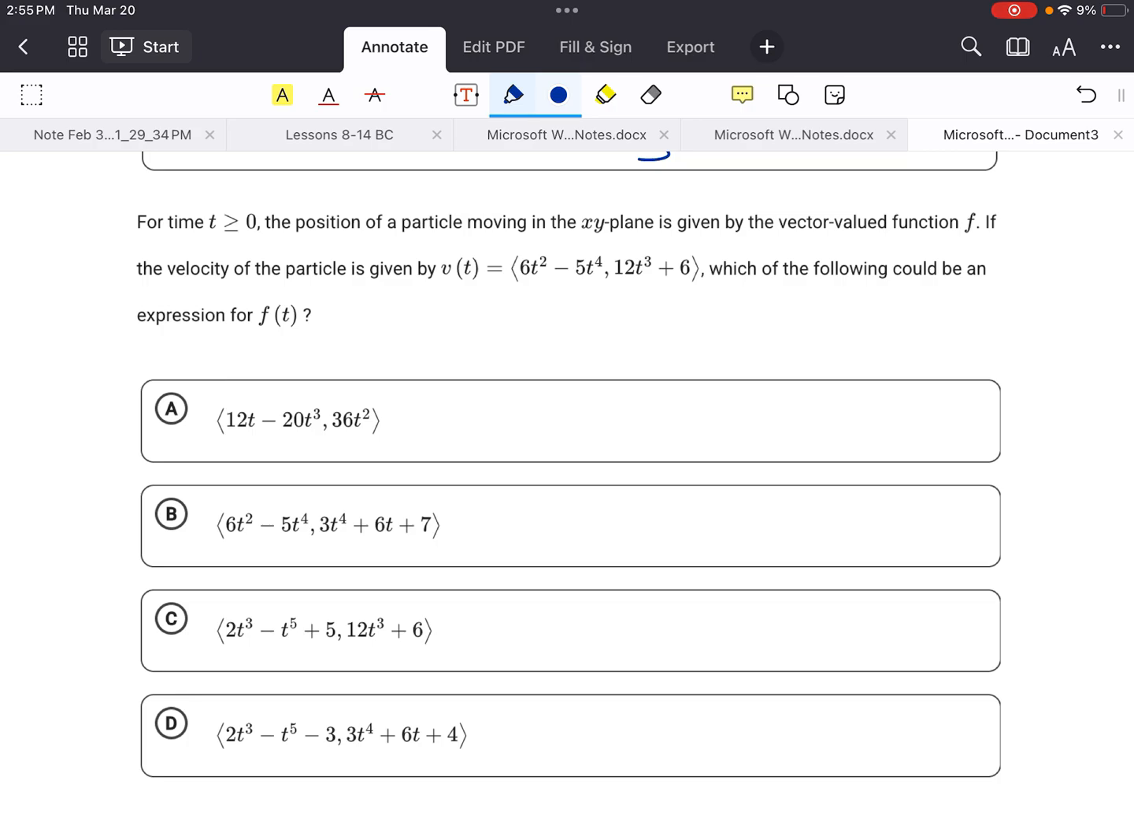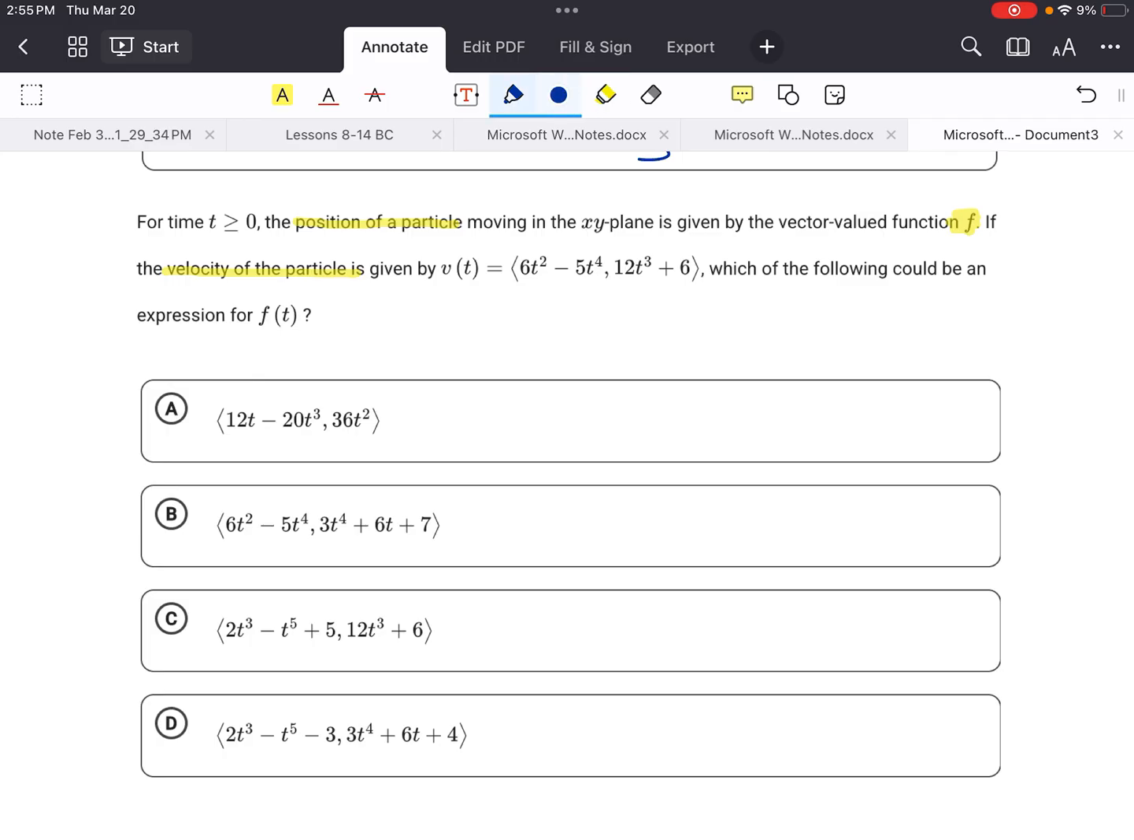So which of the following is an expression for f of t? On this one, they're using vector form, but it's not really about that. They want to know, so the position is the function f, and they're giving me velocity. So if I know velocity, how do I get position? Well, that's the antiderivative. So this is really an integral problem.